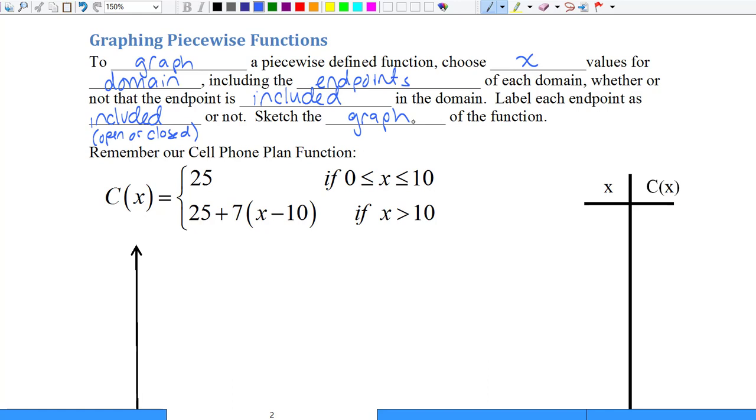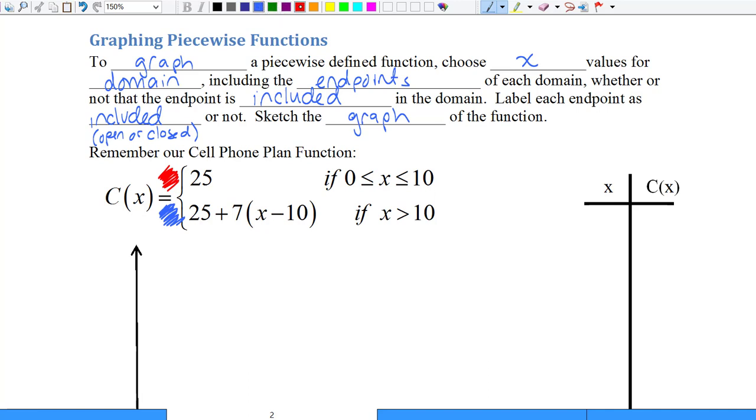So let's go back to our cell phone plan. We have c of x equals 25 if x is between 0 and 10, or c of x is equal to 25 plus 7 times x minus 10 if it's greater than 10. So meaning you have extra money to pay. So in this case, I'm going to have two pieces. I have this rule up here I'm going to draw in red, and then I have the other rule which I'm going to draw in blue. Okay? And then I'm going to pick values in the domain, including the endpoints.